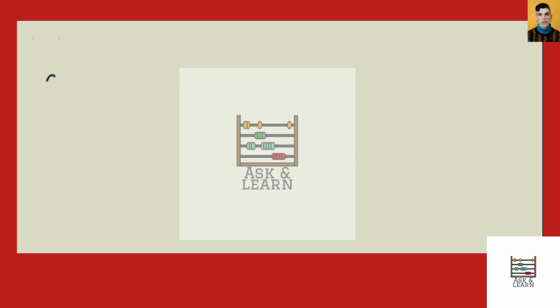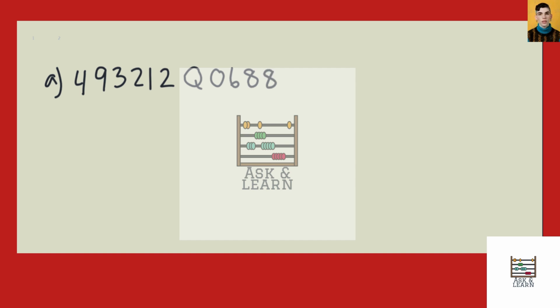So let's just go to a new page. For part A, our sequence is 4, 9, 3, 2, 1, 2, Q is our smudged letter, 0, 6, 8, and 8. To calculate the check digit, we want to sum all these up together. So this ends up being Q plus 35, and we want to take the whole thing mod 9.